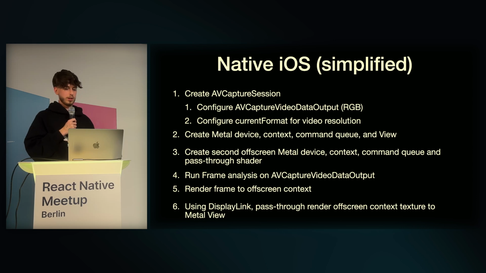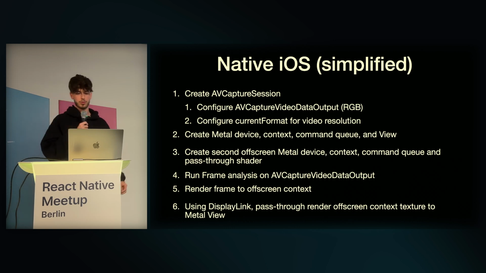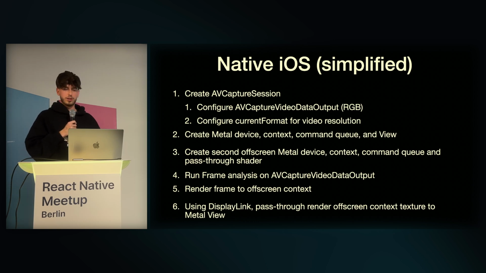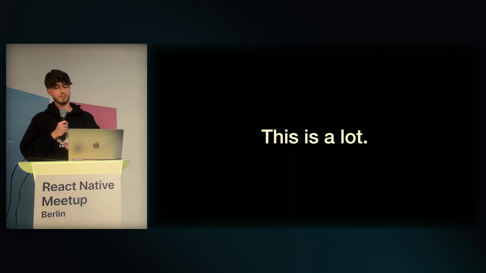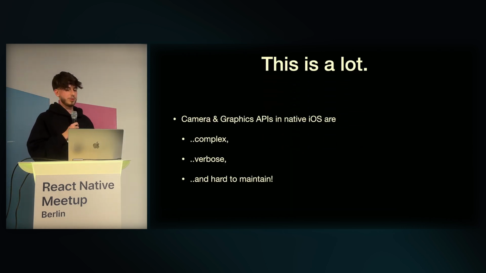And then you render the frame to the off-screen context that we created. Apply your image filters, whatever you want, using Metal, with Swift or Objective-C or whatever you want. And then you render the result of the off-screen context to the screen using display link. So this is a lot. It's pretty complicated because camera and graphics APIs in native iOS are just very complex. It's very verbose, so you need a lot of code to do this, and it's hard to maintain.